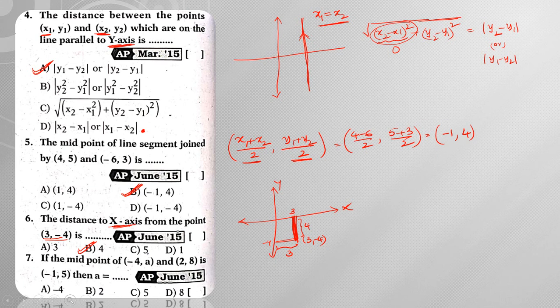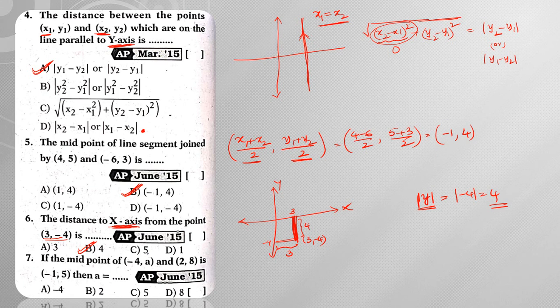Now for this, a simple logic you can remember: distance to x-axis means simply consider the modulus of the y coordinate. So distance from x-axis or distance to x-axis is the same, right? So it is nothing but the modulus of the y coordinate, that is modulus of minus 4, which is nothing but 4, because distance is always positive. If you ask distance from y-axis, then you need to take the x coordinate.